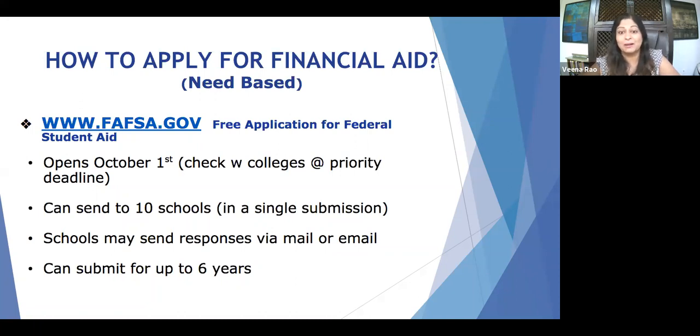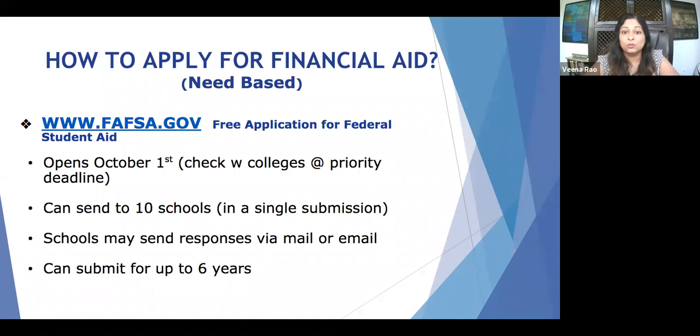You should start the application only on October 1st. You have the ability to send the report that's generated, once you're done with the application, to 10 schools. And then you can always go back in and send it to more, but at least 10 schools will get your financial aid application when you fill out the FAFSA, as long as you list them in that first go.